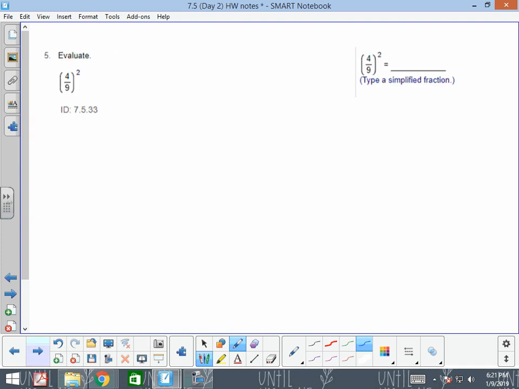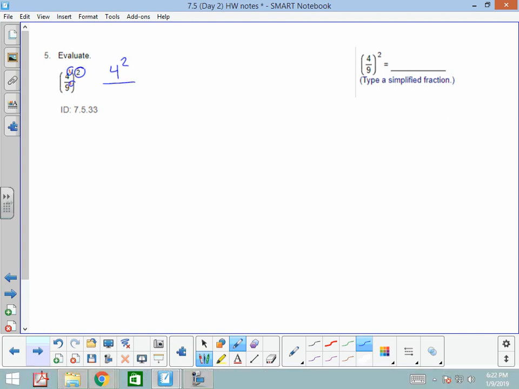All right, number 5. When we're evaluating fractions that have an exponent on the outside, anytime we have just a number, that number has an exponent of 1 on the inside. So for the 4, we're going to multiply the exponent inside times the exponent on the outside, so that's 4 squared. For the 9, we're multiplying again, the exponent on the inside times the exponent on the outside, so that's 9 squared. Now, do not put this in your calculator, just simplify. 4 squared is 16, 9 squared is 81. And since 4/9 doesn't simplify, then 16 over 81 will not simplify.